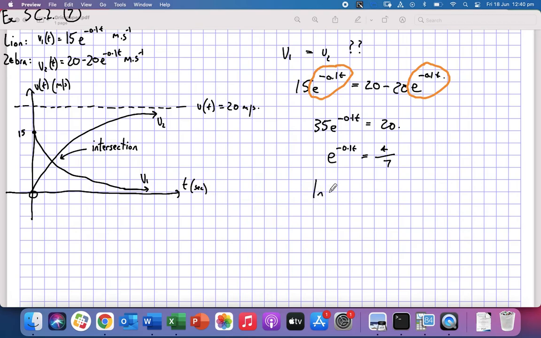Taking the log of both sides. Log 4/7, that'll be a negative number. We're getting minus 0.1t equals this log that I've already written. And therefore, t is the log divided by minus 0.1. This is a log of a number smaller than 1, so this will be negative, and that's negative as well. So you will get a positive answer. You go to your calculator, type it in, and you should be getting 5.6.